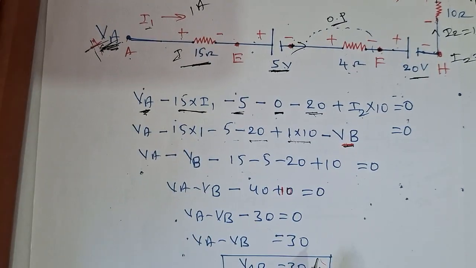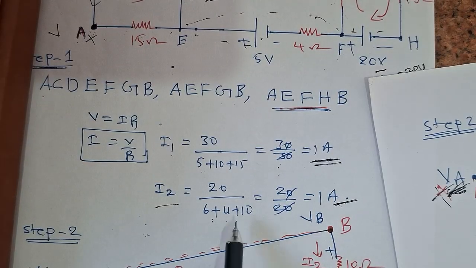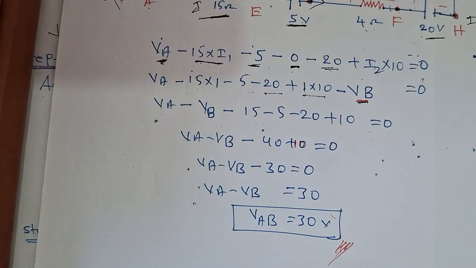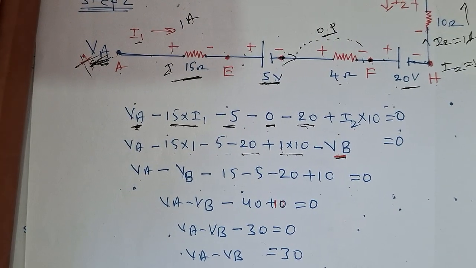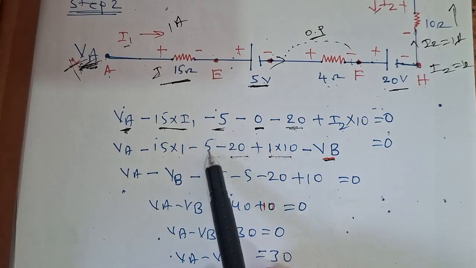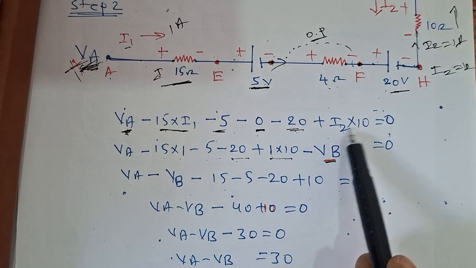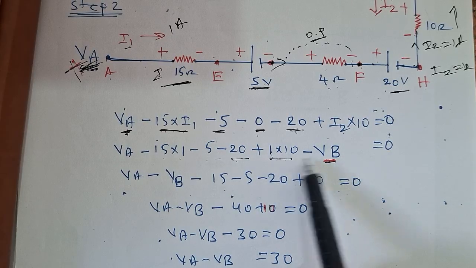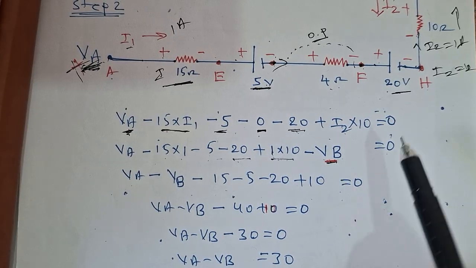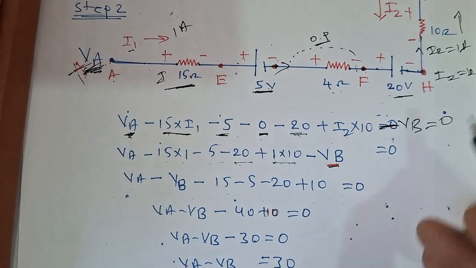Already we calculated I1 is equal to how much? I1 is equal to 1 ampere, I2 is equal to 1 ampere. So I just substitute in this equation: VA minus 15 into I1, 1 ampere, minus 5 volts, minus 20, plus 10 into I2, again 1 ampere, minus VB is equal to 0. So here we have to write minus VB is equal to 0.